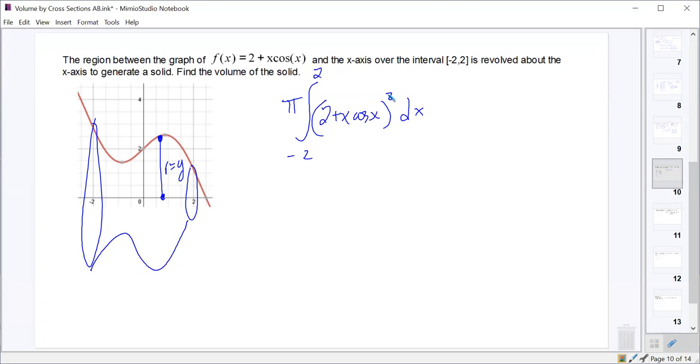It is squared because there's two y's in the radius. It is squared because remember these are circular cross sections, and the area of it is pi times that radius squared. Does that make sense? Yeah.